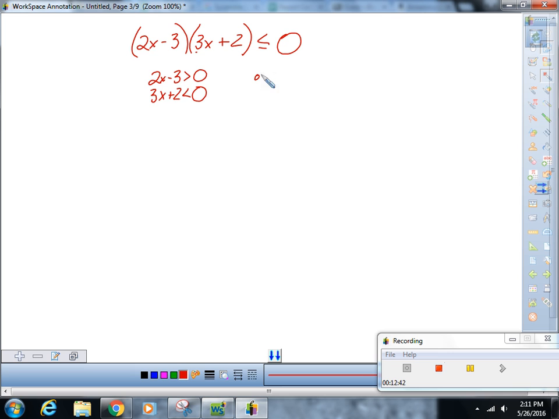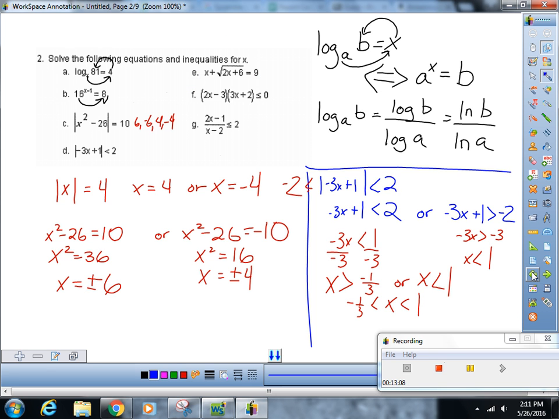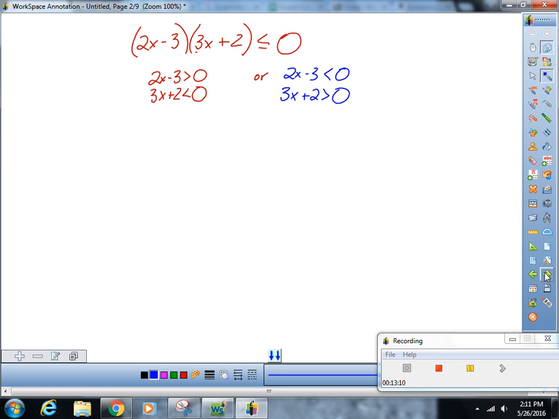Or you could say that in blue, maybe 2x minus 3 is negative, and 3x plus 2 is positive. The only way you can multiply two things together and have the answer be negative is to have one be positive and the other be negative. So let's solve these things separately.